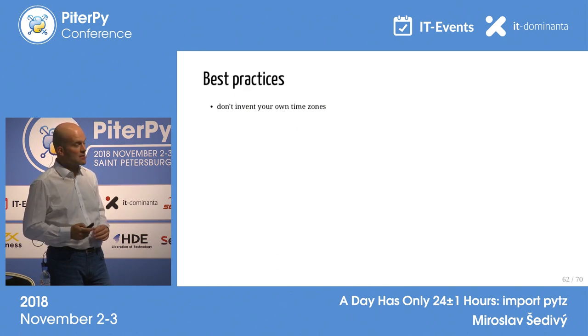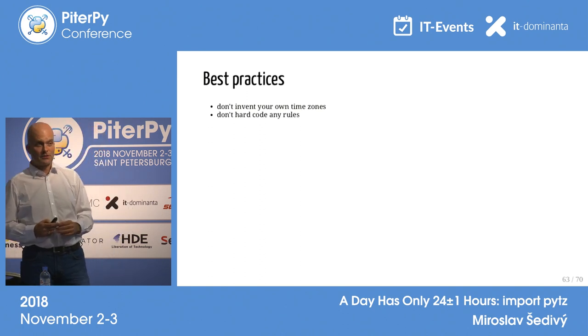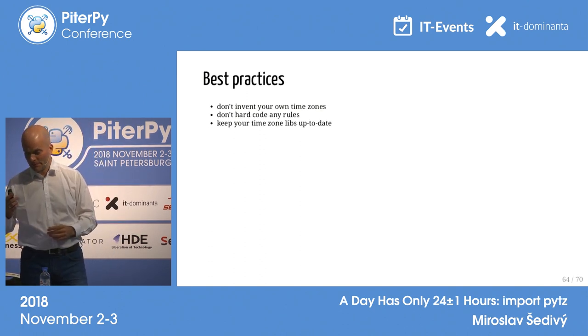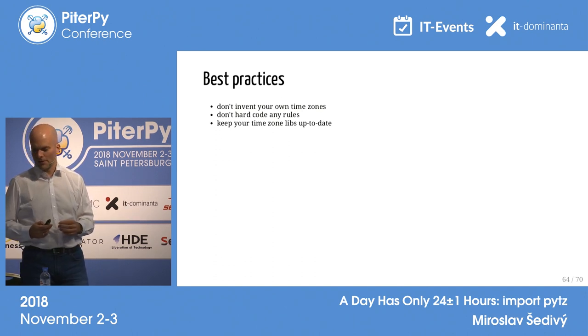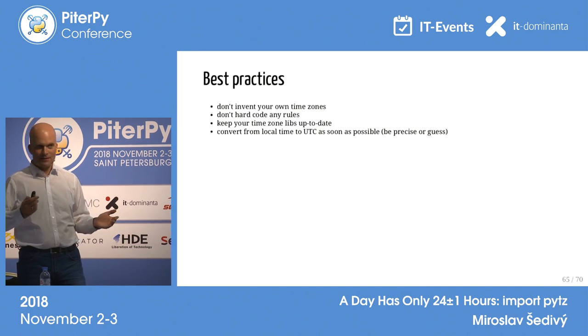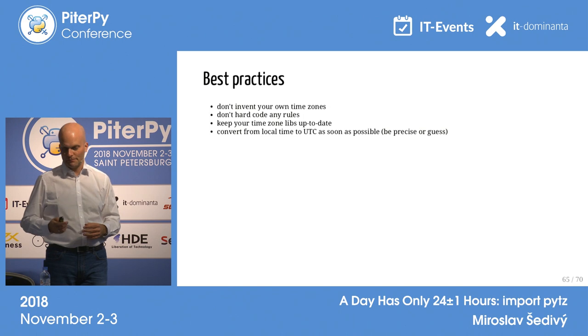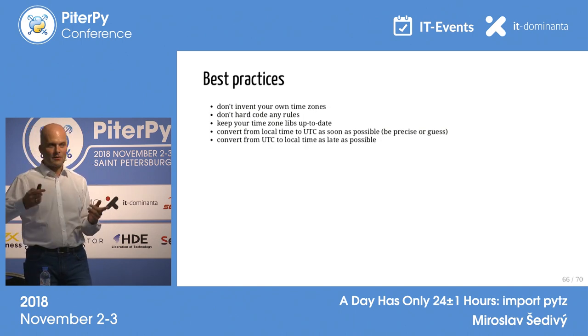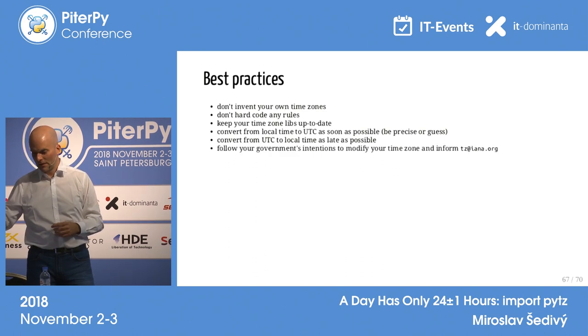What are the best practices? Don't invent your own time zones. Don't hard code any rules. Keep your time zone libs up to date, or at least monitor the versions that you are using. If you get some time information, convert it to UTC as soon as possible. On the other way, convert it to an output in some other time zone as late as possible.